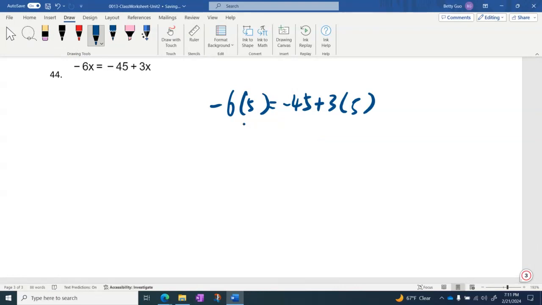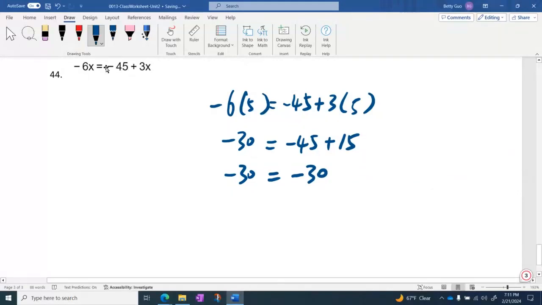Left side, negative 30, right? Right side, negative 45 plus 15. 3 times 5 is 15. Negative 30 on the left side. Right side, negative 45 plus 15. You lost the $45 and then you gain $15 back. So your loss is less. Negative 30. That's a true statement. So the answer is 5. Let's see how do we solve this problem.